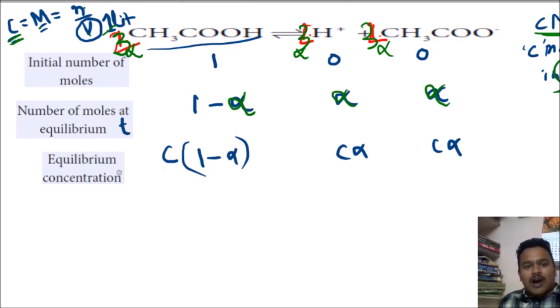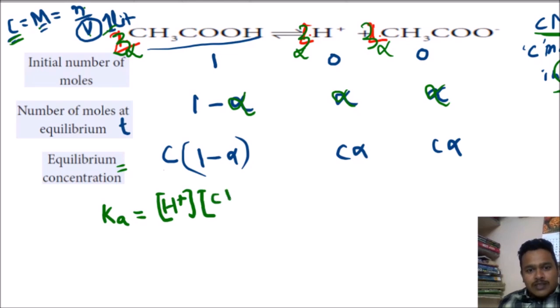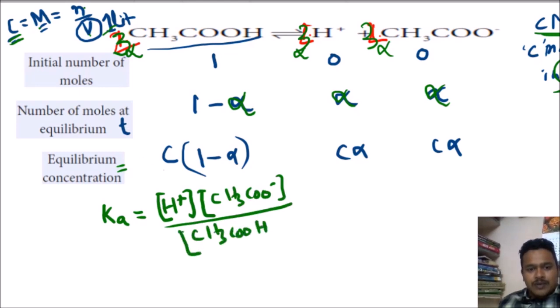Now I have the concentrations at equilibrium. What is Ka? We studied Ka. For this equation, Ka is equal to H plus ion concentration into CH3COO minus concentration divided by CH3COOH concentration. Next step, I will write on the next page.